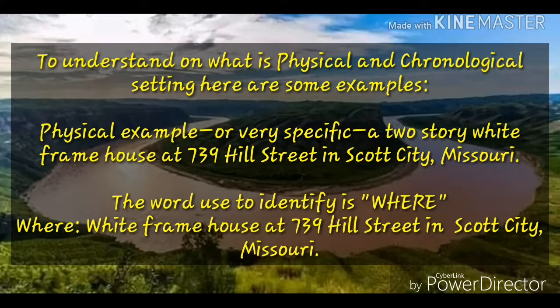To understand physical and chronological setting, here are some examples. Physical examples are very specific. A two-story white frame house at 739 Hill Street in Scott City, Missouri. The word used to identify is where. Where? White frame house at 739 Hill Street in Scott City, Missouri.